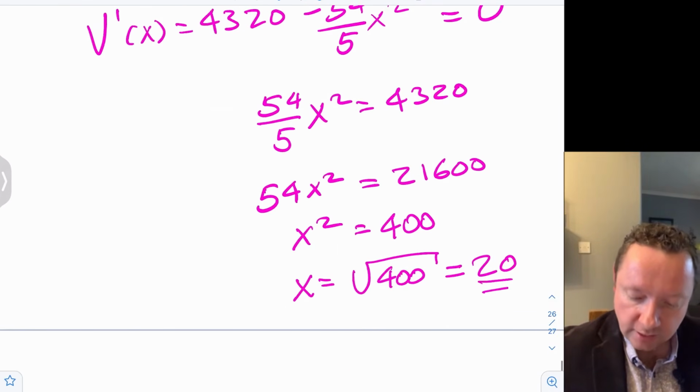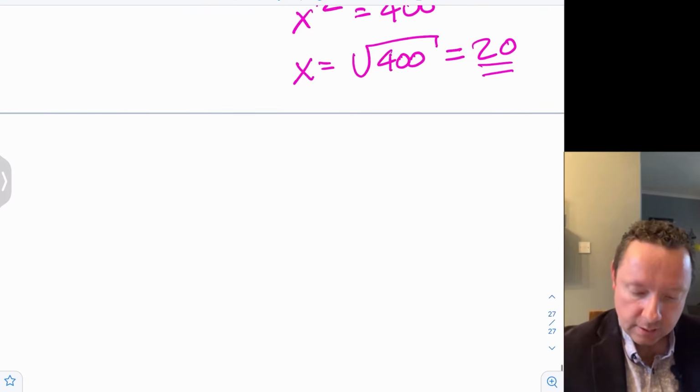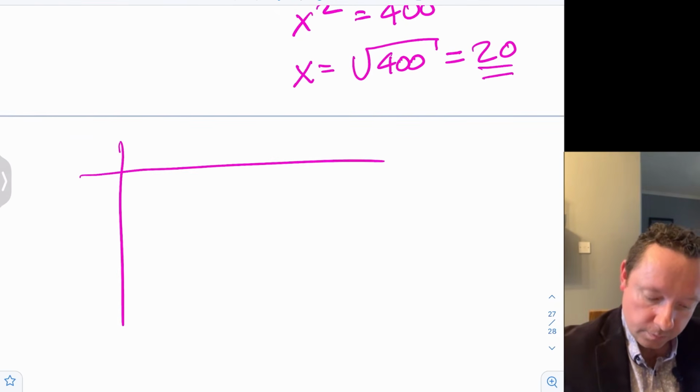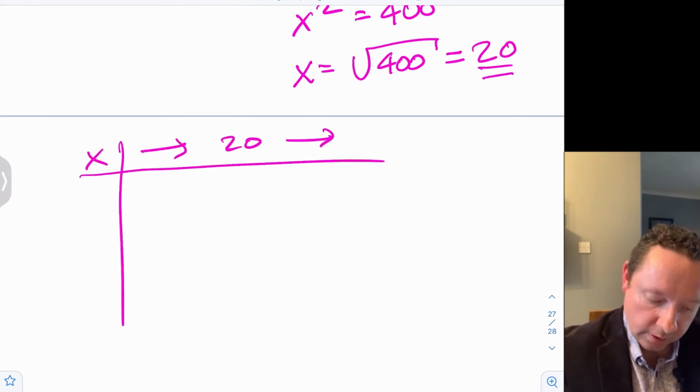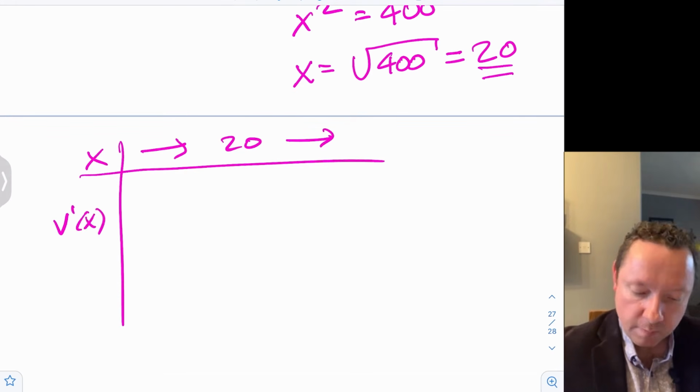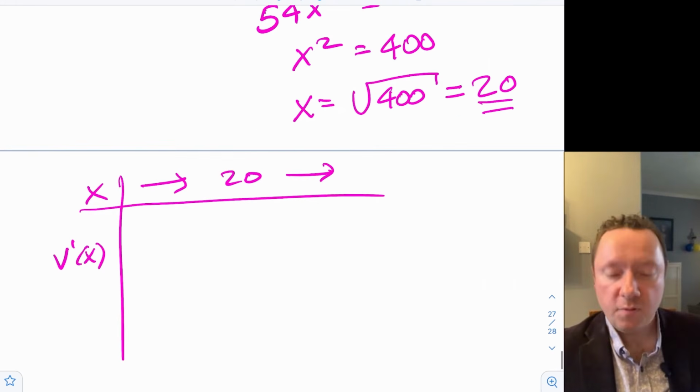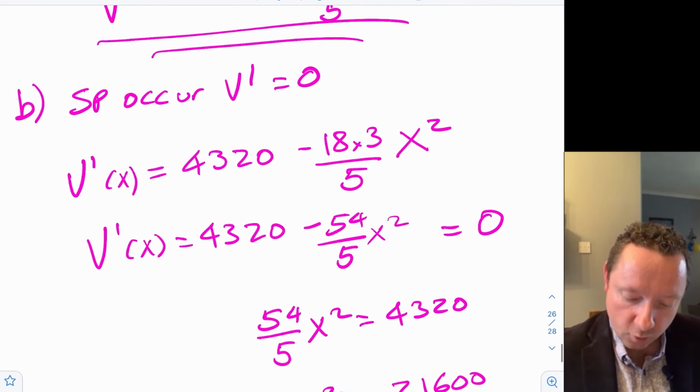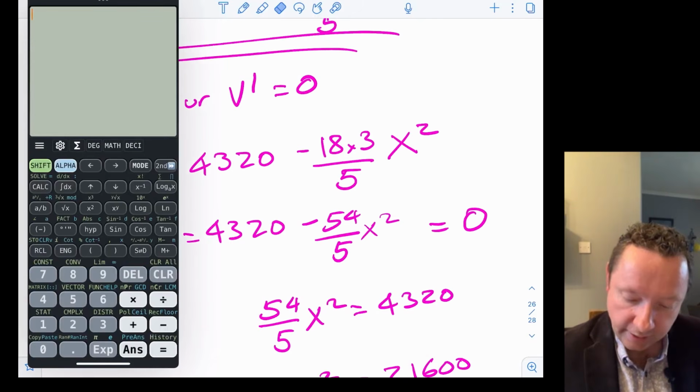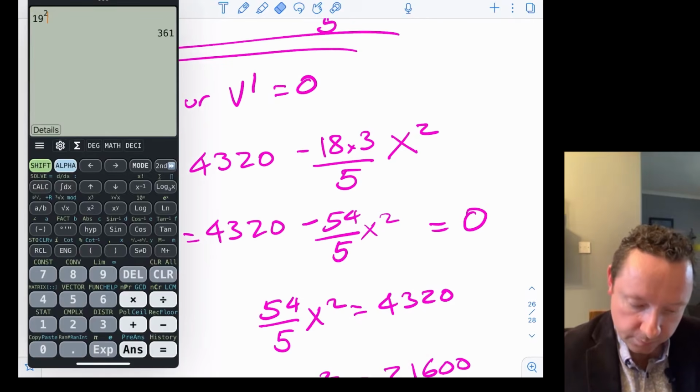Now we just need to check, is that a max or is that a min? So x along to 20 and along, examining the derivative to see if it's a max or a min. Okay, so we need to examine before and after 20. So let's try a number before 20. So let's try 19. 19 squared times 54 divided by 5.